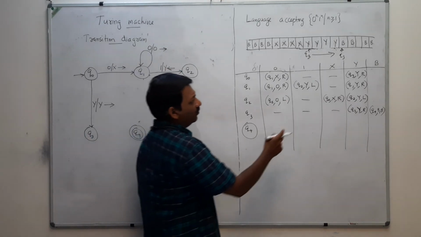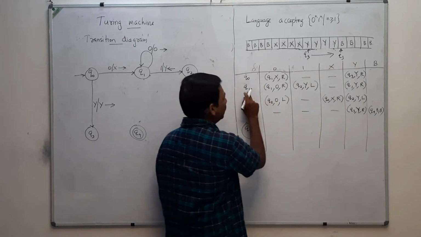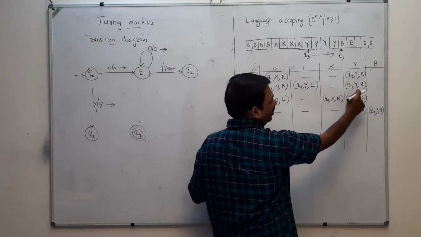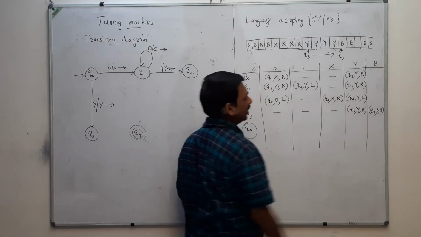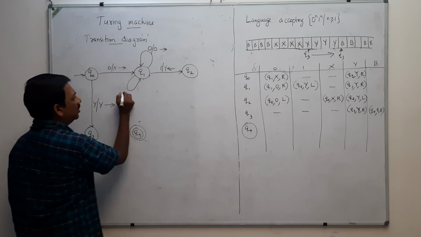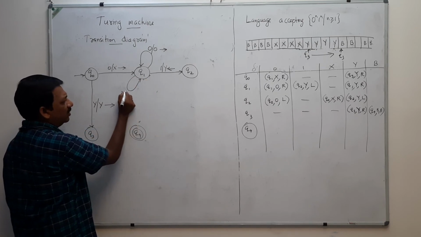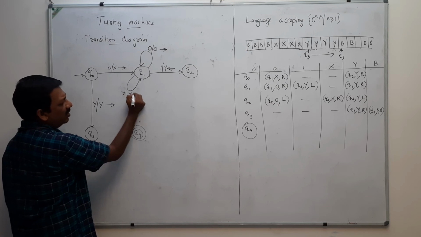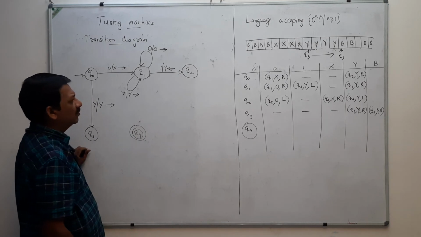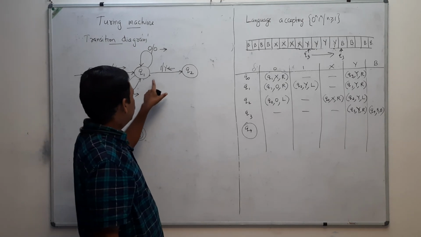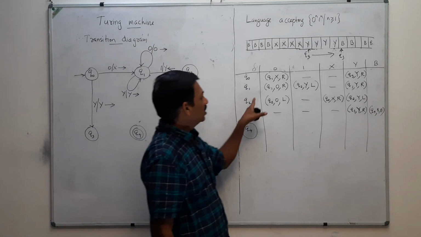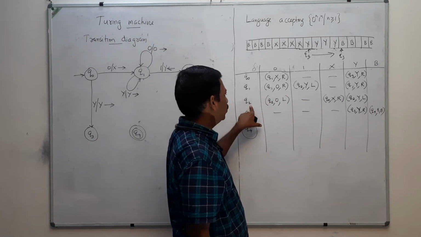Now, what about y? Q1 on y is staying in the same state Q1, there is no replacement and it is moving right. That means Q1 to Q1. Here you have the input symbol y. It is going to replace that with y, and it is moving right. That means Q1 has three outgoing transitions.